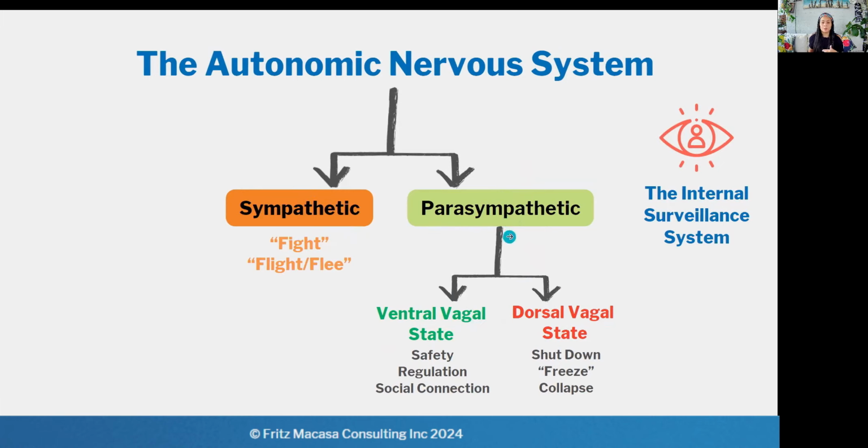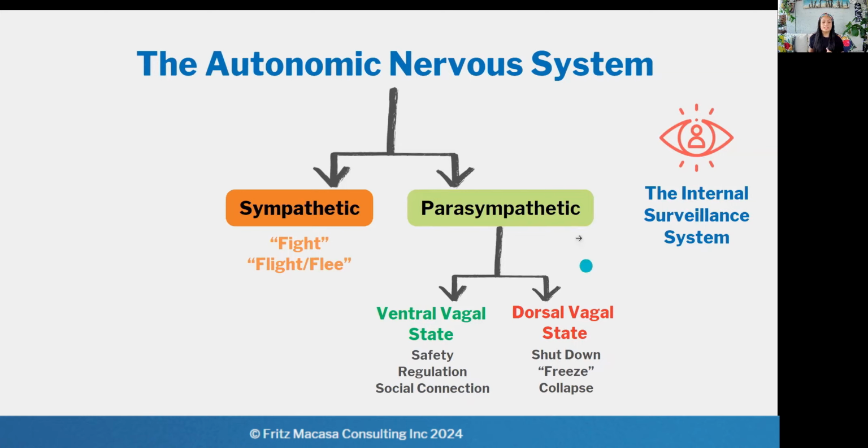This was what we were told, but there are very specific distinctions within the parasympathetic system. The ventral vagal state is a state that we want, the one that we think is quote unquote good within the parasympathetic branch because it gives us safety, regulation, and social connection. But there's actually a not so great line of defense here in the dorsal vagal state, which causes us to shut down, freeze, even collapse, and faint at times.